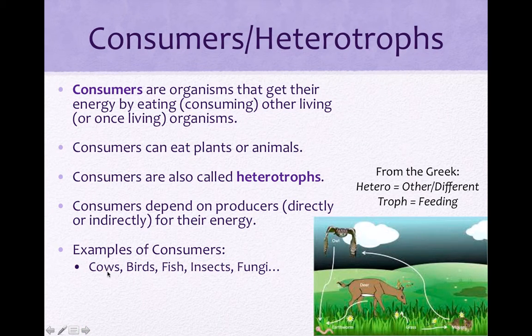But then next on the right side, we have consumers, which are also called heterotrophs, meaning hetero is the opposite of homo, so it should be other or different, which is right here on this side. And then troph, meaning feeding again or to eat, and that would mean we feed on other or different things. So we are considered consumers. Some examples of that would be cows, because cows consume grass, birds, or fish, or insects. So we depend on these producers. Consumers depend on producers for their energy.